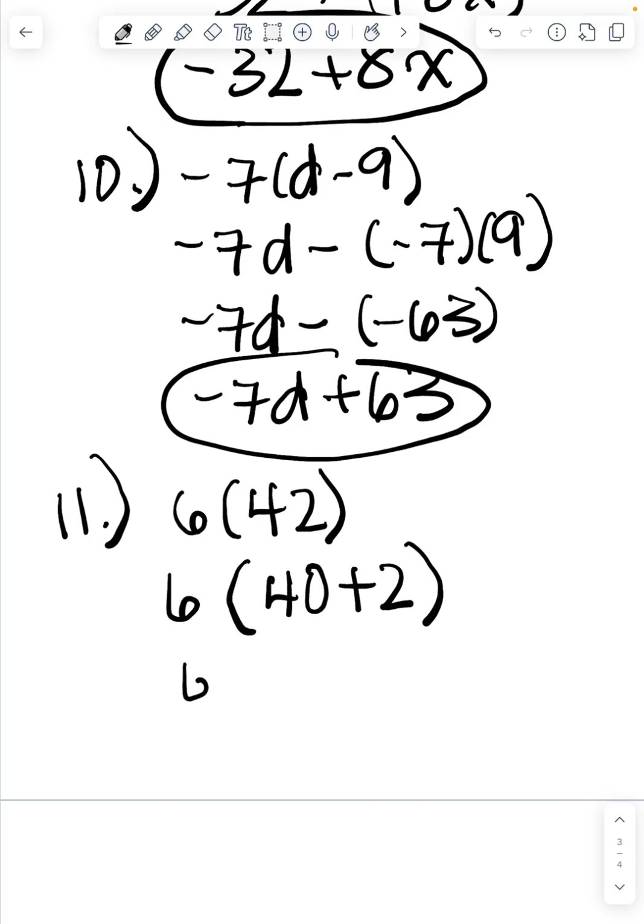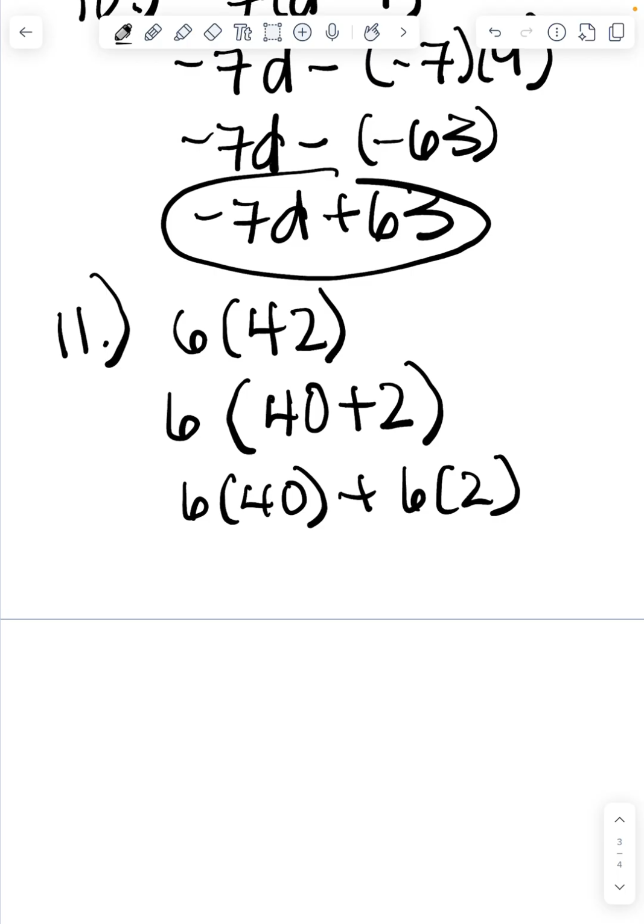Now you can distribute. This is how we actually do mental math. We talked about this in class. Breaking your number up into a 10, like 40 is 10, 20, 30, 40. It's a 10. So if you split it up into 40 plus 2, it makes your mental math go a lot quicker, because 6 times 40 is much easier to do than 6 times 42. Also, 6 times 2 is much easier to do than 6 times 42. So if we do the two easy parts and add them up, we get 252.